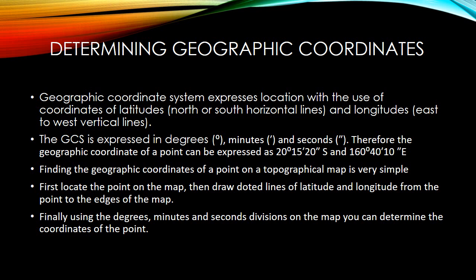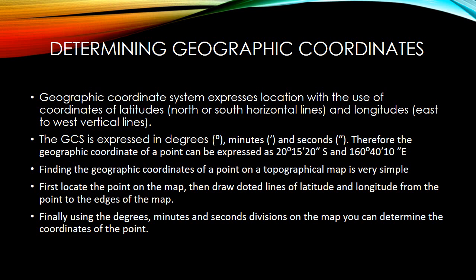Now, determining geographic coordinates. The geographic coordinate system expresses location with the use of coordinates of latitude, which are the north or south horizontal lines, and longitude, which are the east to west vertical lines. The geographic coordinate system is expressed in degrees, minutes, and seconds. Therefore, the geographic coordinate of a point can be expressed as 20 degrees, 15 minutes, 20 seconds south, and 160 degrees, 40 minutes, 10 seconds east.